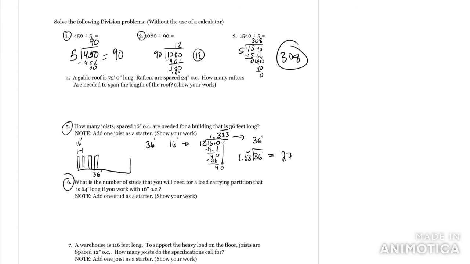Now, that counts spaces in between. If I have to start with one joist, I have to add 1 as a starter, so then I'm going to add 1 to get 28. So my answer is 28 joists.